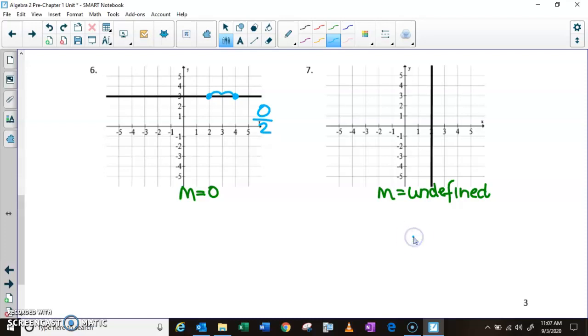And number 7, identify 2 points. In this case, I have a rise of 3, a run of 0, and 3 divided by 0 is undefined. Okay, awesome. That concludes today's lesson, and we should now be able to move into your assignment.